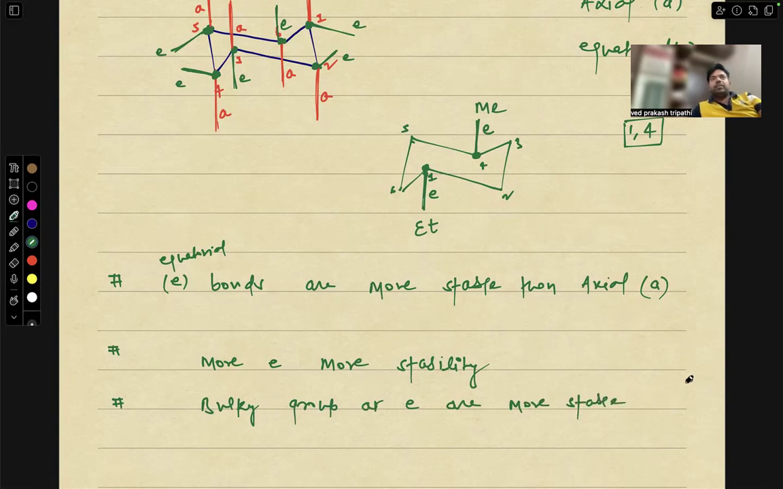So bulky means it's not a fixed value. Bulky is a comparative value. Suppose we have two groups like methyl and ethyl, then ethyl is the bulky. If we have suppose ethyl and propyl, then propyl is the bulky. Similarly, propyl and butyl, butyl would be bulky. So bulky is a comparative value. It's not a fixed one.